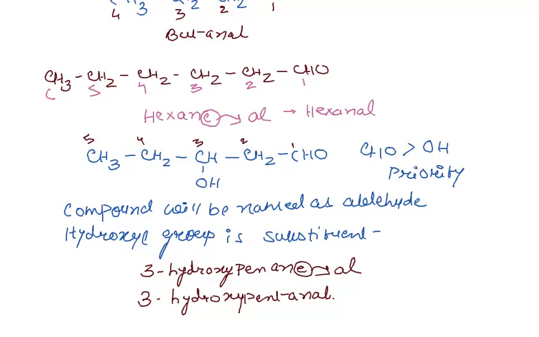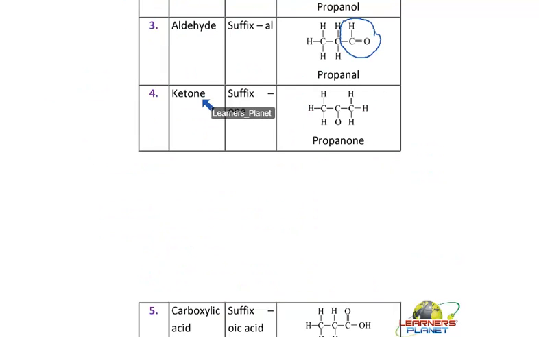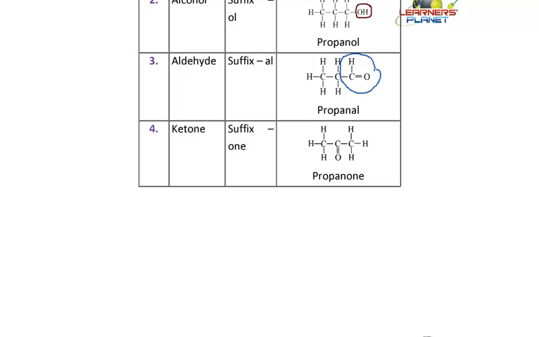So based on the priorities, these compounds are named. Like your chlorine has got lesser priority than hydroxy. Hydroxy has got lesser priority than aldehyde. Now we have another group, that is ketone. The suffix is ONE, it is not pronounced 'one', it is pronounced as 'own'. Now what is the functional group here? The functional group here is C double bond O. So this C double bond O is the functional group.